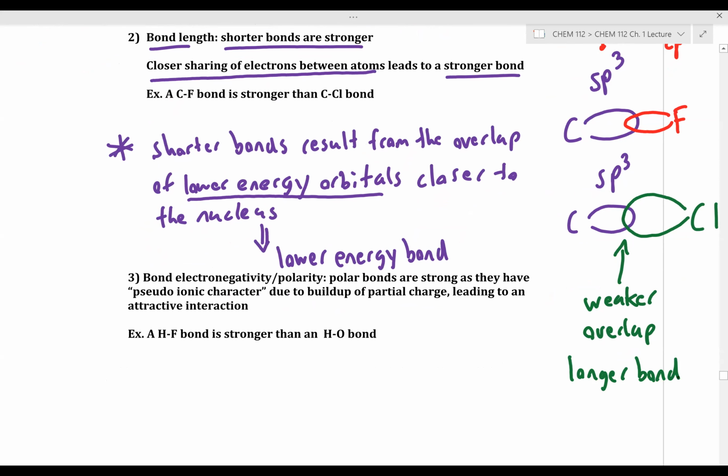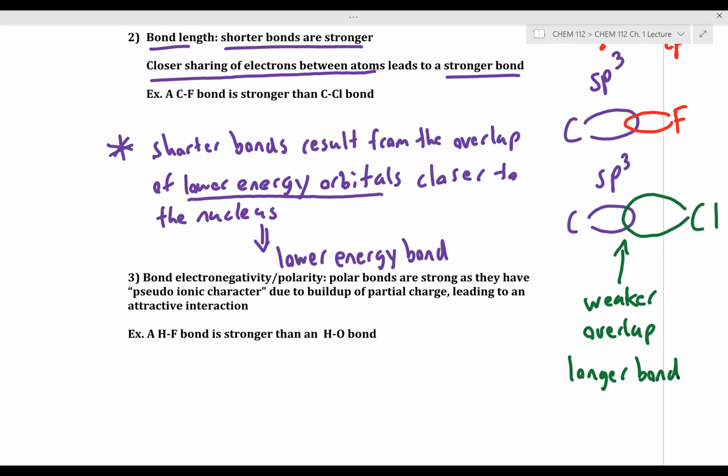So in general, the longer the bond, the weaker it is in most cases. The reason why I like the orbital interpretation is it can explain some of the exceptions that occur. And the reason why this longer bond is weaker is because this orbital energy is larger, so our bond energy is going to be larger. It's going to be a weaker bond, less stable bond.